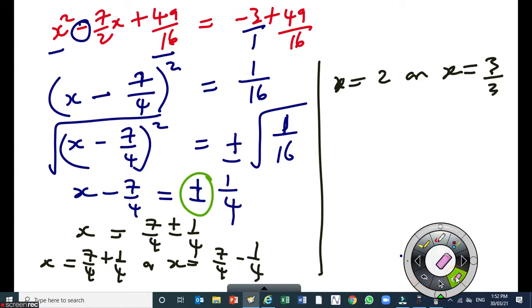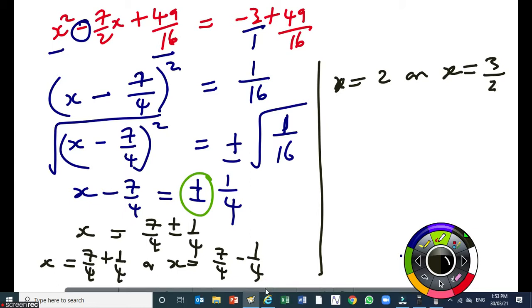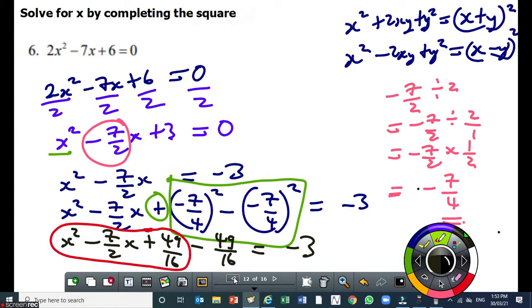Would the middle term always be a fraction? No. It depends on the question. Okay, this question is a little bit more complex because the coefficient of x there is a fraction, because of the division that I did here. The division that took place in this step here is the one which created that fraction.